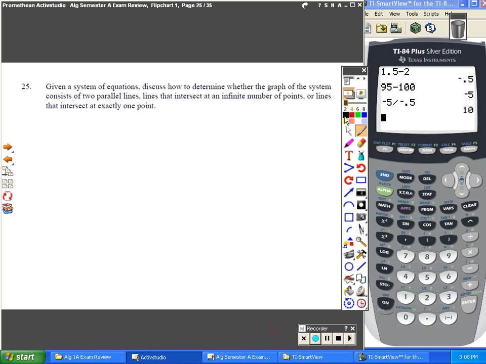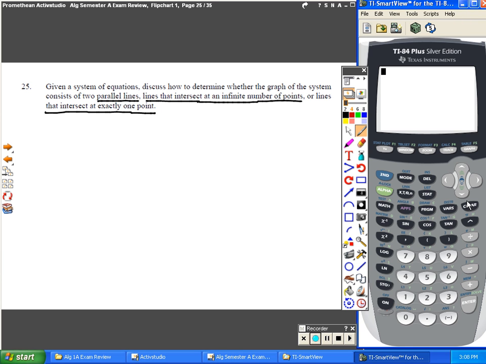Problem number 25. Given a system of equations, discuss how you determine whether the graph of the system contains parallel lines, lines that intersect at an infinite number of points, or lines that intersect at exactly 1 point. For this, it'd probably be helpful to also look at graphs on the calculator to get an idea of what this actually means. Let's start with parallel lines.